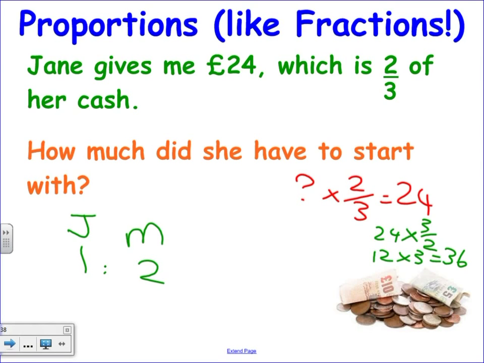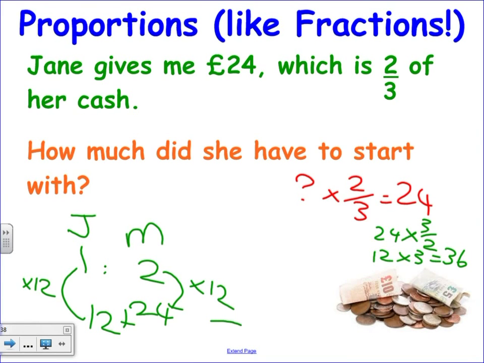Understand that? The £24 goes under who? So the £24 is about me. Yeah. So it goes under me. So if I divide 24 by 2, it tells me I've multiplied by 12. What do I have to do over here? That's 12. So she kept £12 for herself. What did she have to start with? It's the difference. Yeah, 36. So she kept 12 for herself.